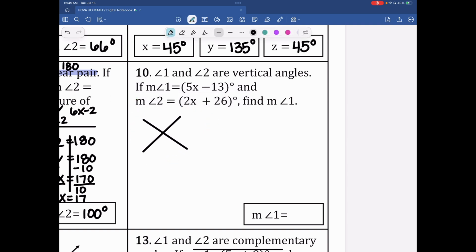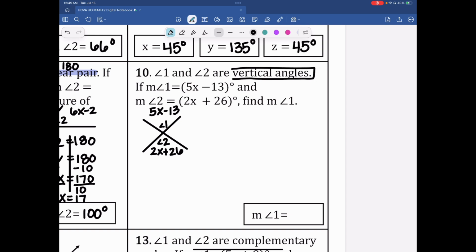So I'm just going to set up and I'm going to put angle 1 at the top and angle 2 at the bottom. So angle 1 is 5x minus 13. And then at the bottom, that's opposite of that. For angle 2, we're going to put 2x plus 26. Now they want us to find the measure of angle 1.